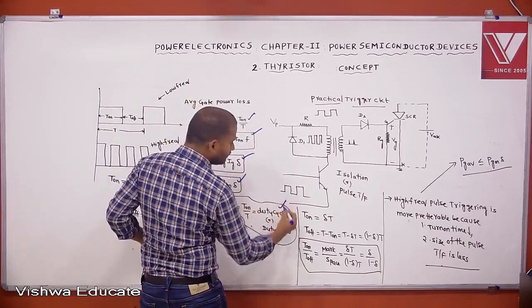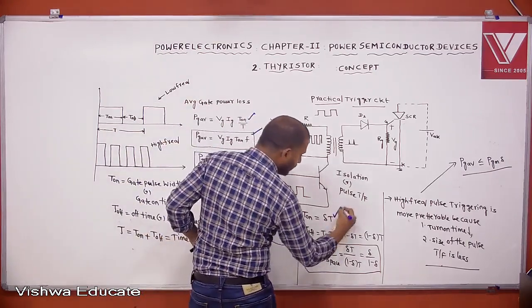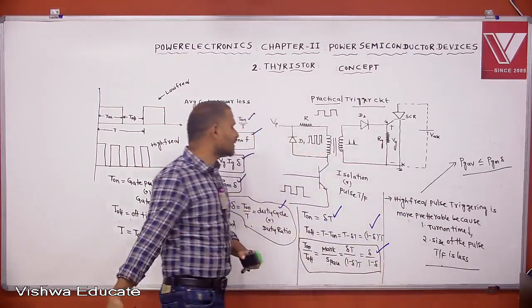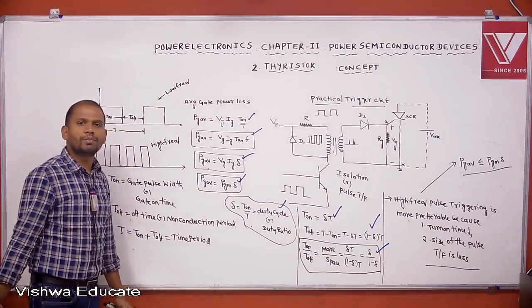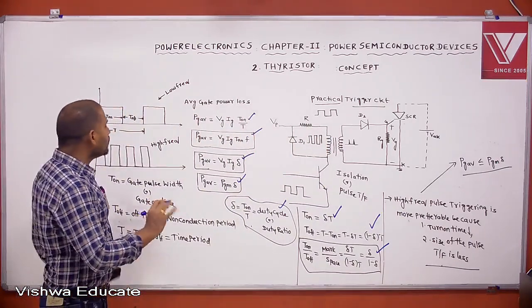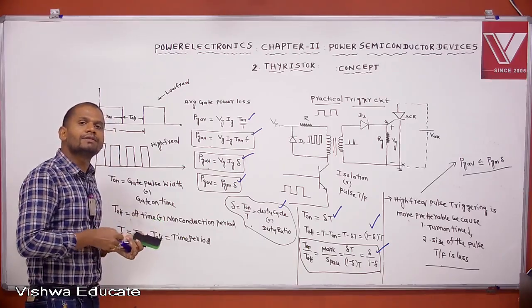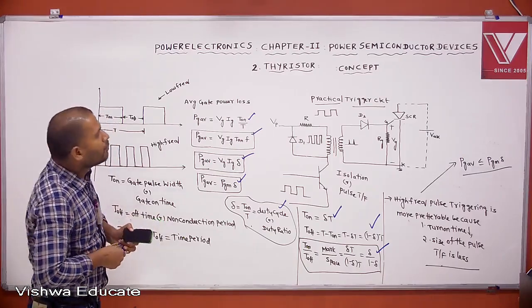T on equals delta T, T off equals 1 minus delta T. What is the mark-space ratio? These formulas are very important. This is what exactly pulse triggering is about, that is AC triggering. In AC triggering, I have explained pulse triggering.